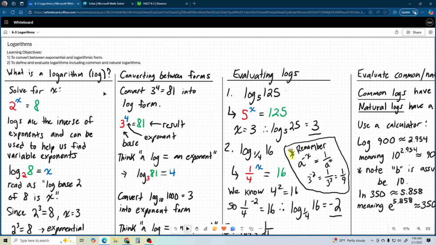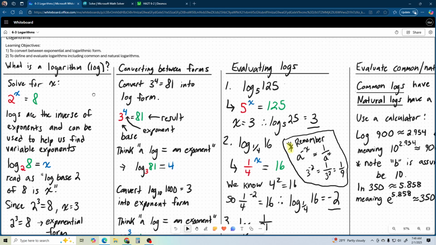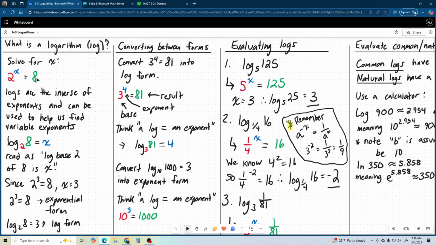So first of all, what is a log? Well, let's just look at a problem, okay? So let's start with solving for x, 2 to the x equals 8. Now, we can kind of look at this very quickly. We know that 2 to the third power equals 8, so we know the answer is 3, right? But let's just go through this a little bit. So logs are the inverse of exponents, and they can be used to help us find variable exponents. So in this case, we have 2 to the x equals 8. We know x is 3 because 2 to the third equals 8.